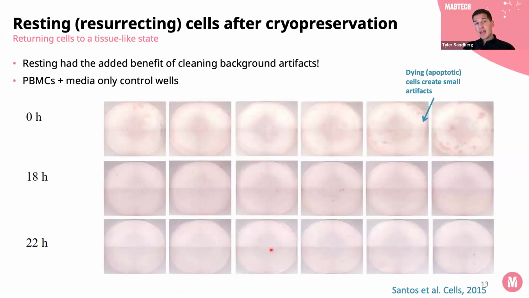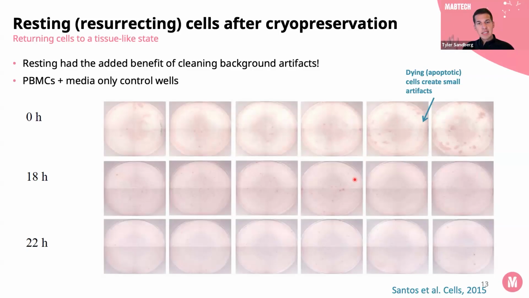There's also the added benefit of adding this resting step by getting rid of any sort of background artifacts. So this is from the supplementary material of that paper, where they showed that adding that 18 or 22 hour resting period can also help really clean up the background. So when you're only adding PBMCs and media in control wells, you're getting a much better background, so you can really get reliable counts from your antigen-specific cells.